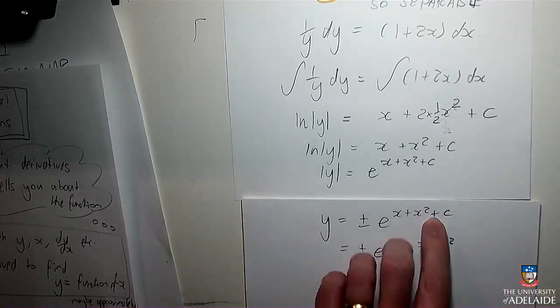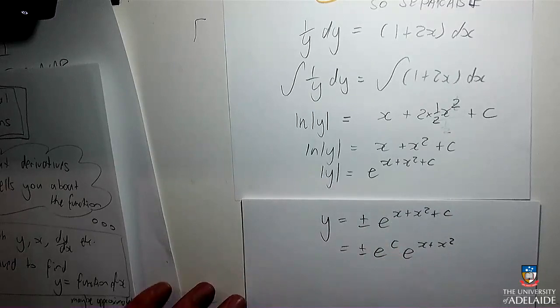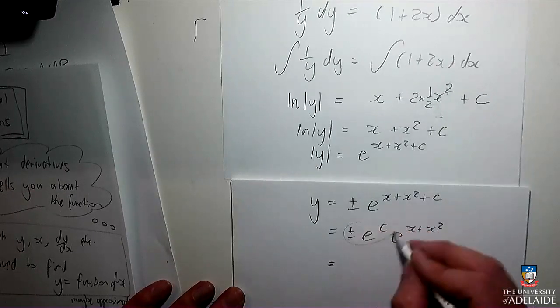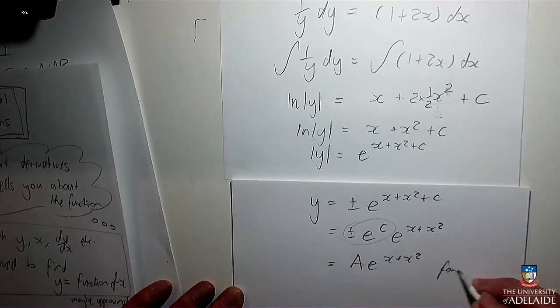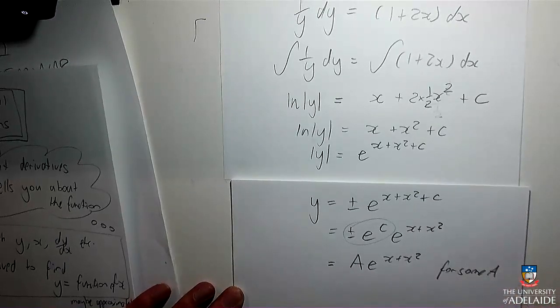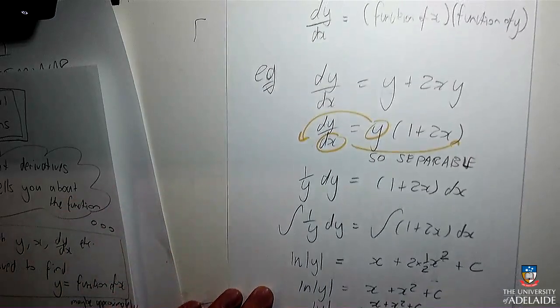So when you add things together up in the power, it's the same as multiplying them down below. And then what they do is they say all of this is a constant. And that's what most people do. I don't know if your lecturer did that, but it's something that I'm familiar with. Yeah, and it means you don't have to worry about the plus or minus because either a is positive or negative. So this is a classic way of doing a separable DE.